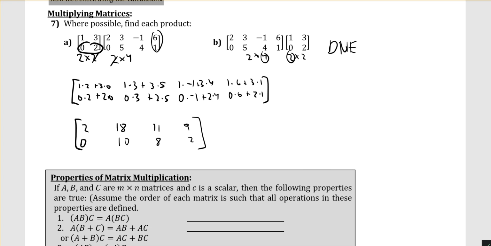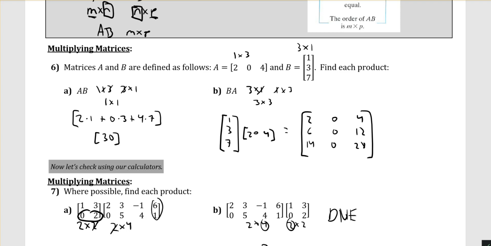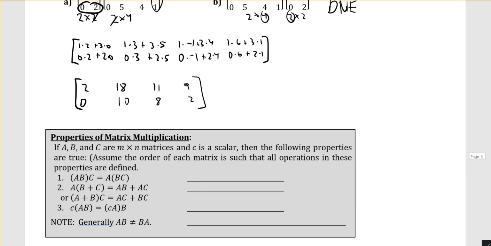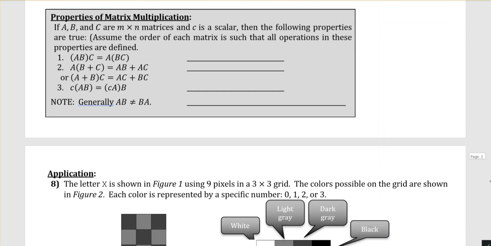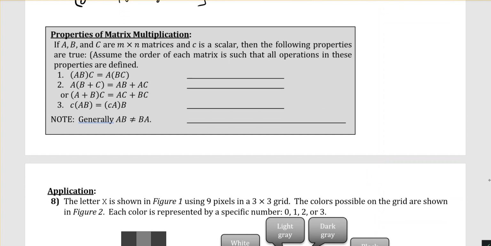So notice, in these cases, these are the same matrices, right? They're 1, 3, 0, 2, and 2, 3, negative 1, 6, 0, 5, 4, 1. And AB, we get an answer. BA, we don't. Similarly, if you look at the last example that we did, AB got me a 1 by 1 matrix. BA got me a 3 by 3 matrix. Those are clearly not the same. So matrix multiplication is not commutative as a rule. There are some matrices that can do it, but as a general rule, matrices do not commute.